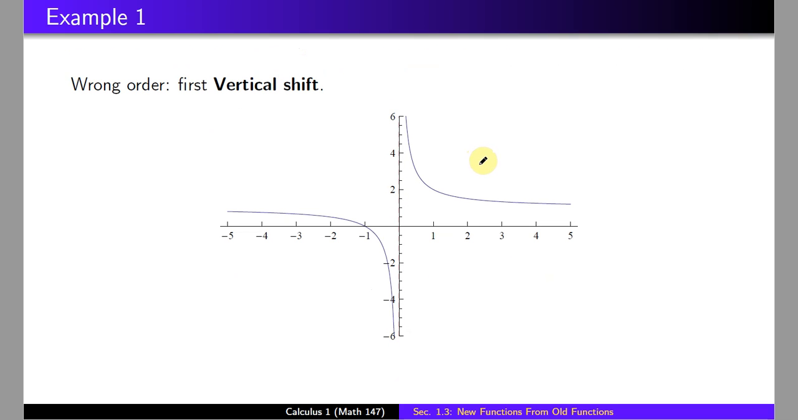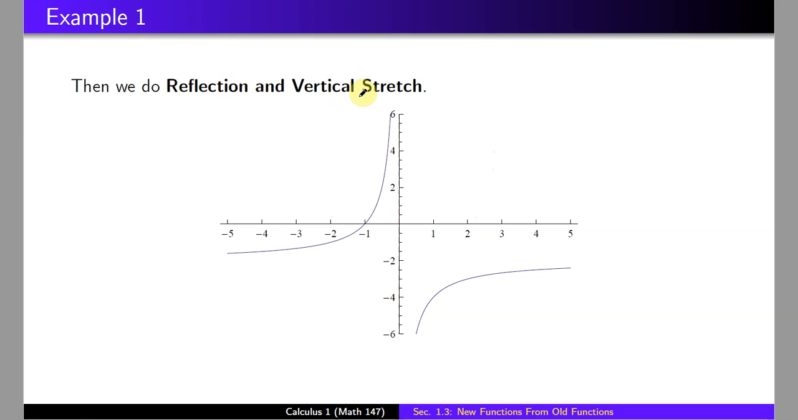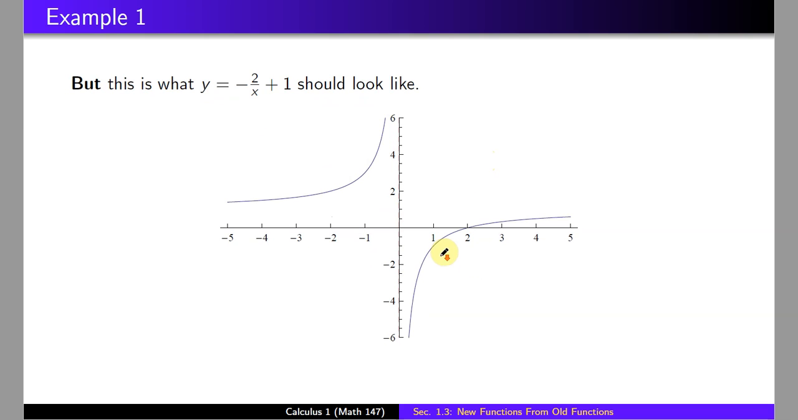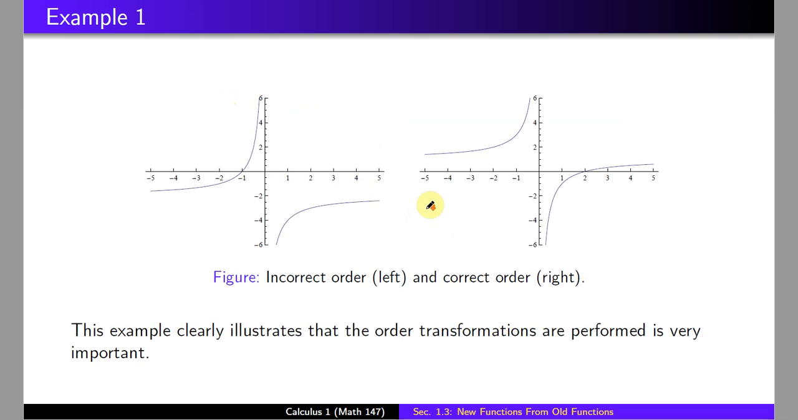So what happens if you do them in the wrong order? What happens if you did the vertical shift first? You vertically shift things, then you do the reflection and the vertical stretch, and here's what you would end up with. On the other hand, this is what you should get if you type this into your graphing calculator, or into, say, Wolfram Alpha or Desmos. Let's compare the two on the same screen. If you did the incorrect order, this is what you'd get on the left, and if you did the correct order, you get the one on the right.